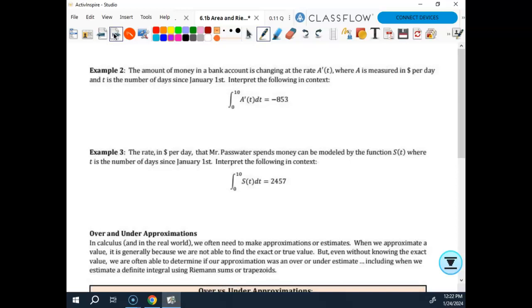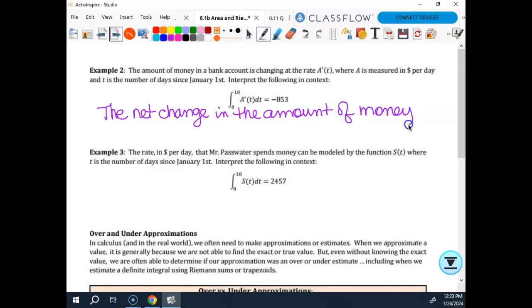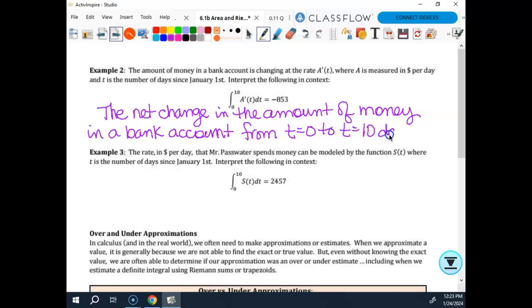Okay, so the way we want to write this, make sure I get my words right. This is the net change in the amount of money in the bank account, or in a bank account, I guess, from T equals 0 to T equals 10 days.